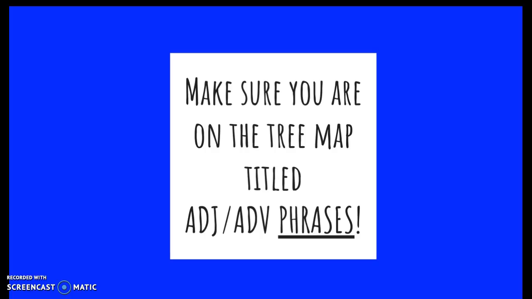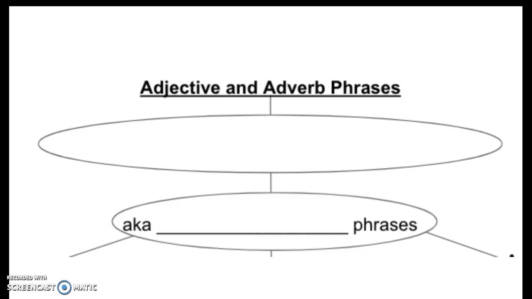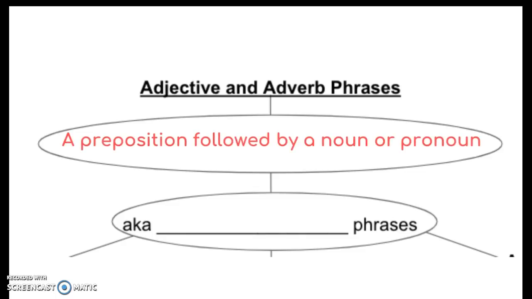All right, so let's go ahead and start with the tree map that's titled Adjective and Adverb Phrases. Make sure that you look at the top and you're writing on the one that says Adjective and Adverb Phrases. To start out, adjective and adverb phrases are made up of a preposition followed by a noun or pronoun. And these are also known as prepositional phrases because they start with a preposition.